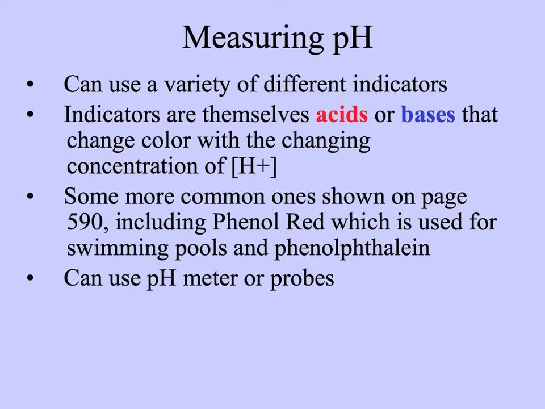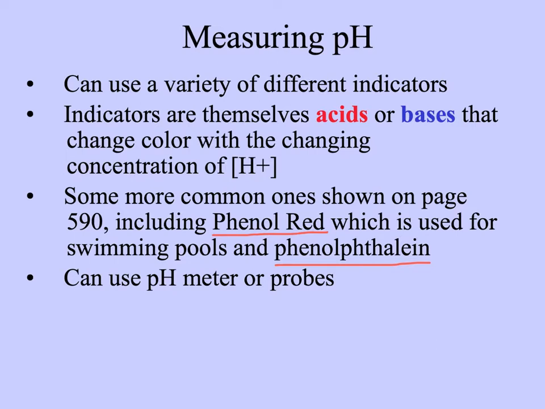Like a common one that we're going to be using in the lab when we get back from spring break is phenolphthalein. We're going to do a titration when we get to chapter 21, and this is an indicator that we will use. It changes color. It changes to bright pink when it's basic, and it's colorless when it's acidic. Phenol red, if any of you have a swimming pool at home and you check the pH, one of the indicators you will use to check the pH is phenol red.